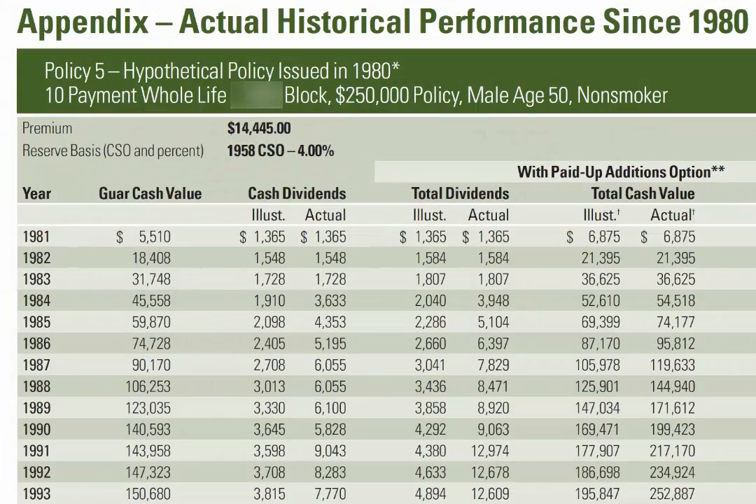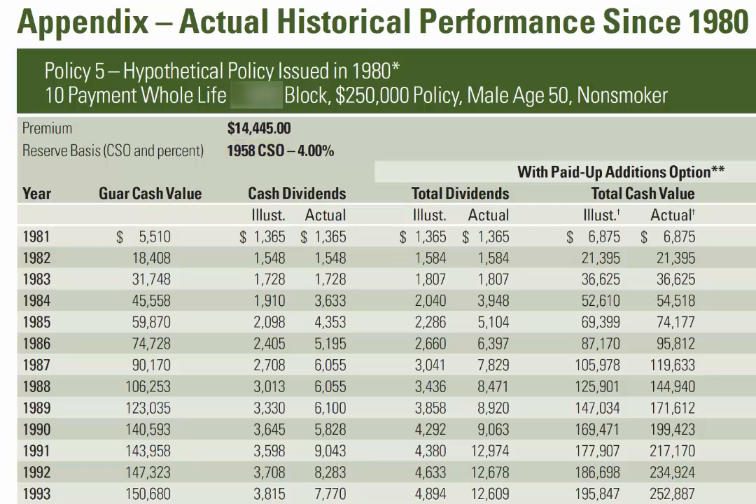Thankfully, this carrier has provided actual historical performance data since 1980, so we can see the effect of those dividend interest rates on a hypothetical policy issued in 1980. And we can see year by year how they affected total dividends, total cash value, and total death benefit amounts. Now, keep in mind, this is a male, no spring chicken, age 50. He's standard non-smoker, meaning not a preferred rating, not preferred best. And these are using the 1958 census tables where people weren't living nearly as long as they are today.